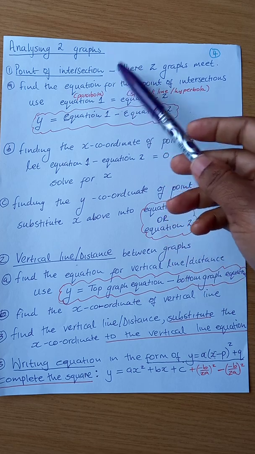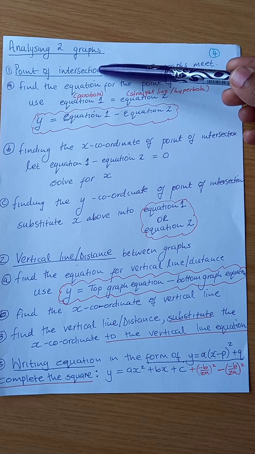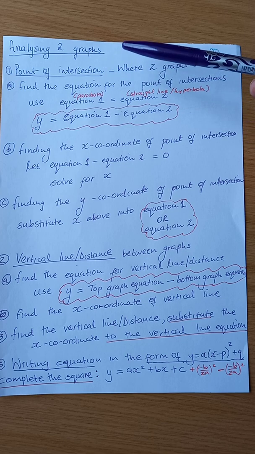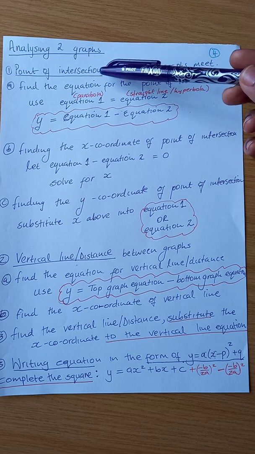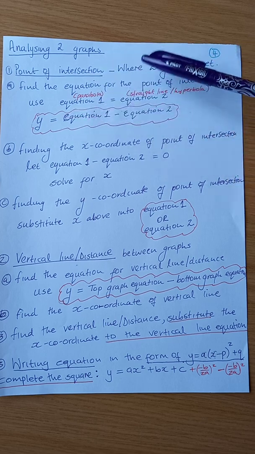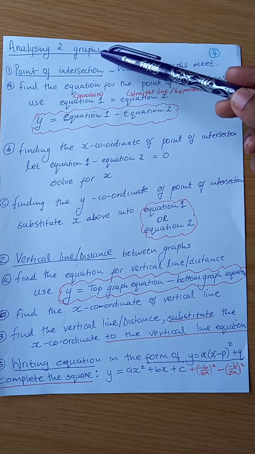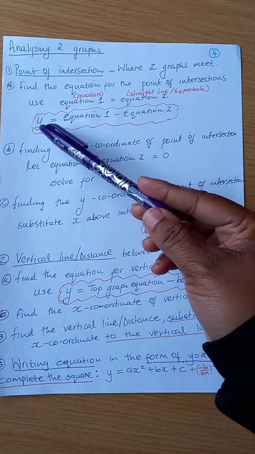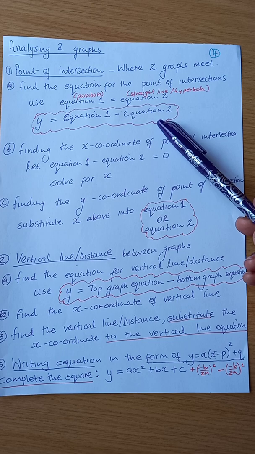Very important. The important one and the easiest one is the point of intersection. You have to check for the point of intersection where these two graphs meet or intersect. The best thing to do is find the equation for the point of intersection. How do you find it? You just say y equals equation 1 minus equation 2.